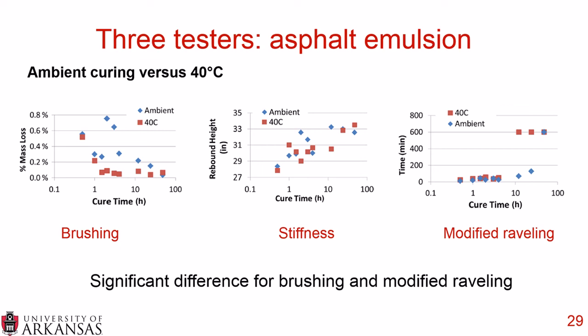Although that modified raveling result may be a little unintuitive, because we tested the sample at 40 degrees Celsius, we felt maybe that higher temperature decreased the amount of cohesion that was building within the sample. So there's still some things to look at here, but the trends did seem to make sense. And we found a significant difference for the brushing and the modified raveling tests.